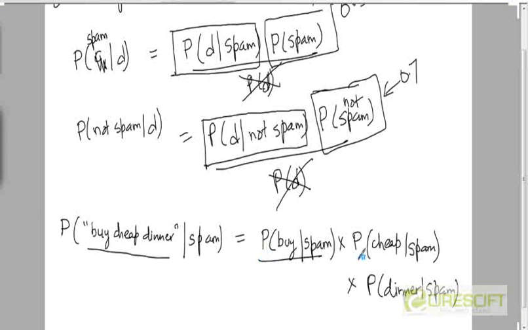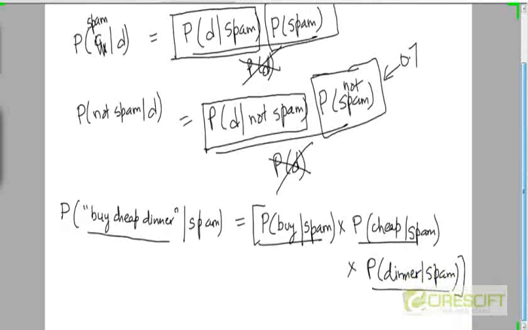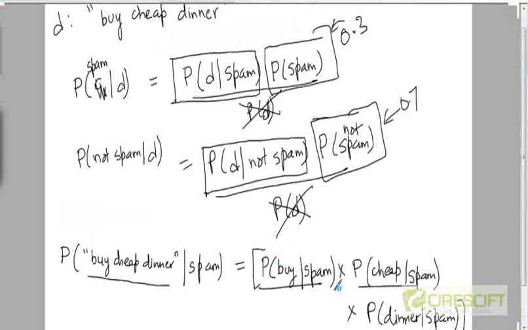So this formula also appears to be the same, although not identical, because in the previous version there were other terms standing for the absence of the other terms in the vocabulary. Now we are not worried about the absence of the other terms. We are just looking at the probability that a random document generated from the spam class will have buy as the first word, cheap as the second word, and dinner as the third word. What is the probability that buy will be the first word? Well, it's just the unigram probability of buy in the spam class.